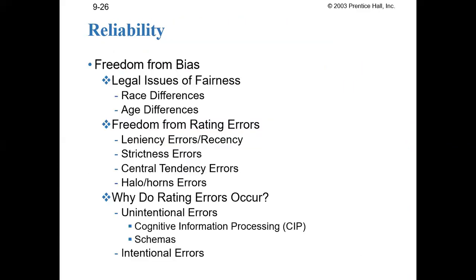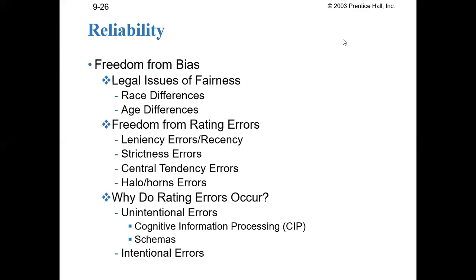So in terms of reliability, they're looking at freedom from biases, okay, because there can be legal issues in terms of fairness if you are not looking at things like race differences, age differences, sex, and things like that. It's important that you pay attention to these so that you avoid some of these legal battles that can occur. So another thing that you should attempt avoiding to establish reliability is freedom from rating errors.